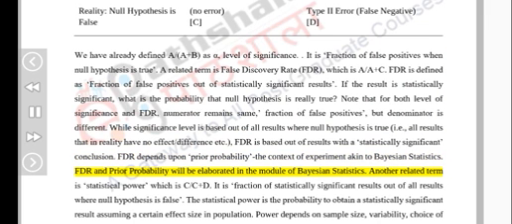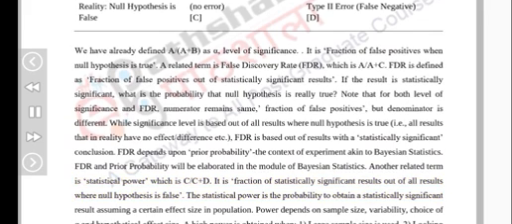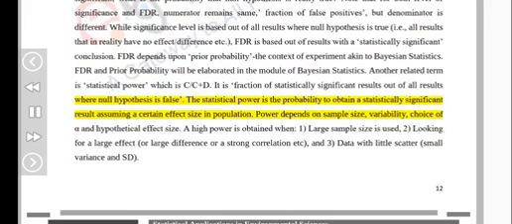FDR and prior probability will be elaborated in the module of Bayesian statistics. Another related term is statistical power, which is C plus D. It is the fraction of statistically significant results out of all results where the null hypothesis is false. The statistical power is the probability to obtain a statistically significant result assuming a certain effect size in the population. Power depends on sample size, variability, choice of alpha and hypothetical effect size.